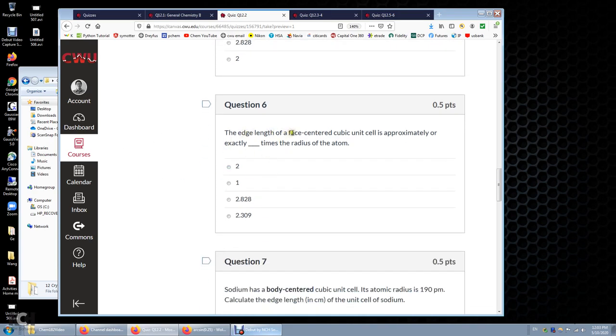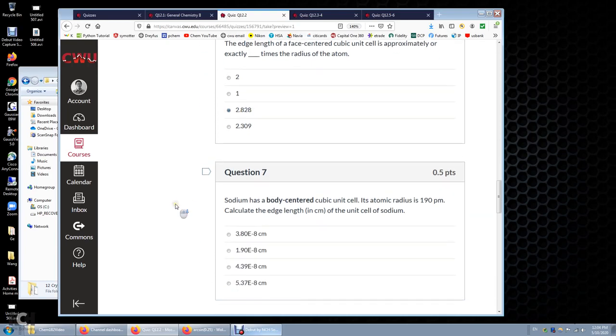The edge length of a face-centered cubic cell. Again, you need to look at the picture. You realize the face diagonal is the square root of 2 times the edge length, or 4 times the atomic radius. So your answer should be 4 divided by the square root of 2. The result is 2 times the square root of 2. The square root of 2 is 1.414. Therefore, the result is 2.828.